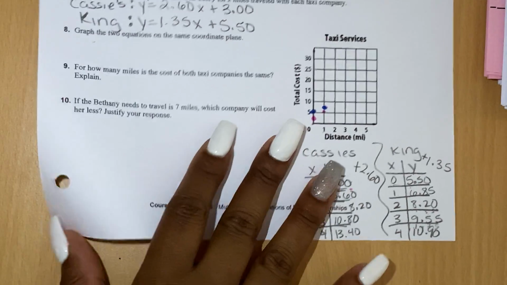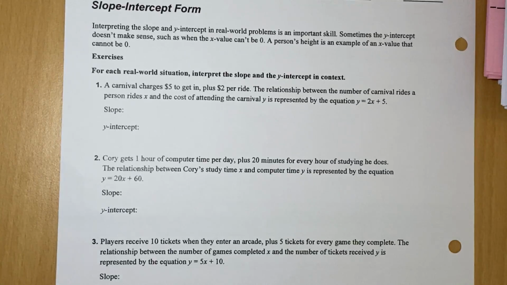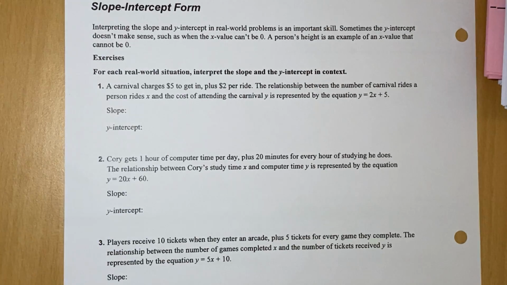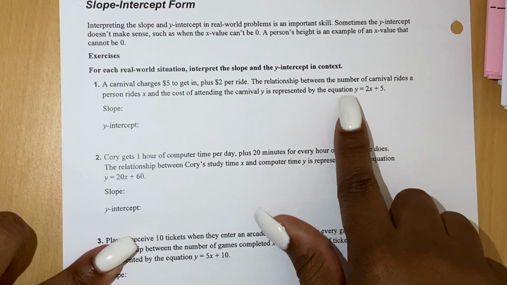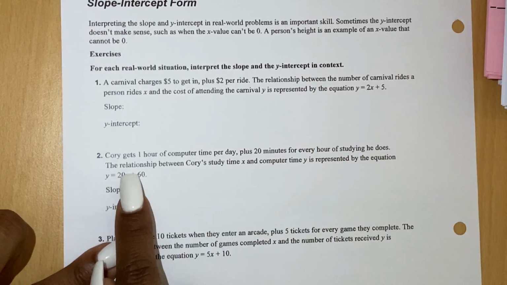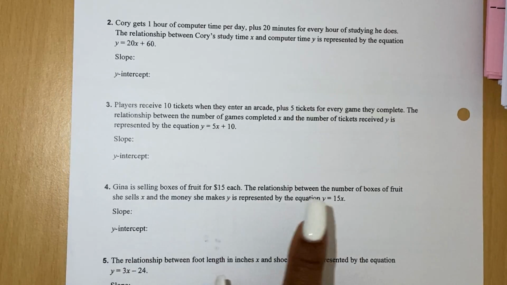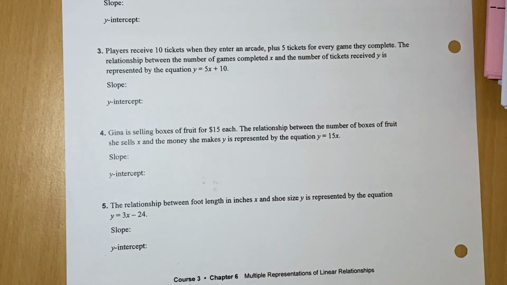And on the back side, or for you, for your second page of this assignment, you will have to do the same thing that you did for numbers 1 through 6. All you're doing is finding the slope and the y-intercept for each word problem. But look what each word problem gives you. It gives you the equation for each word problem. So you're just pulling the slope and the y-intercept from each of those, okay?